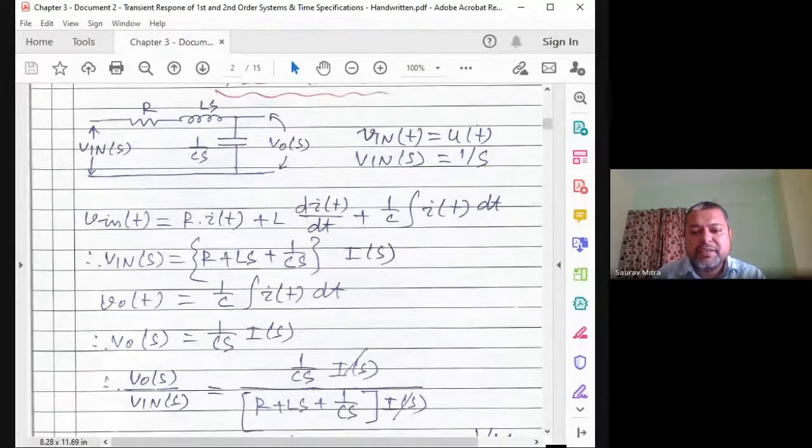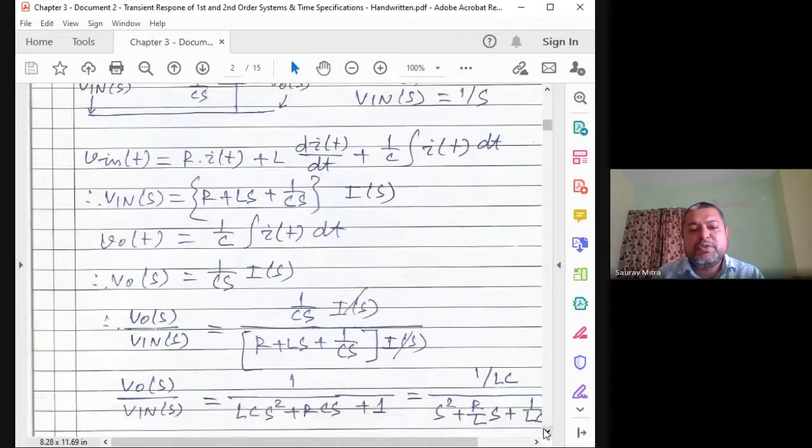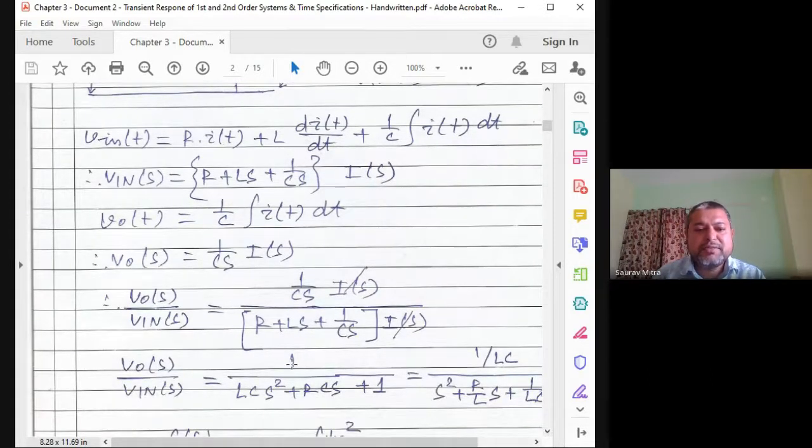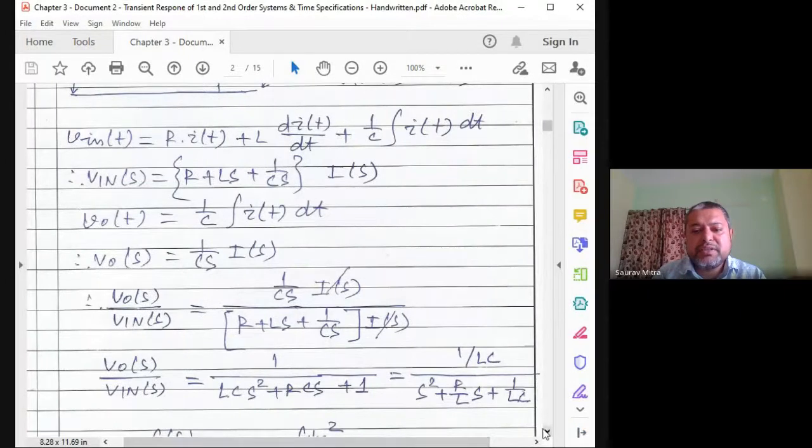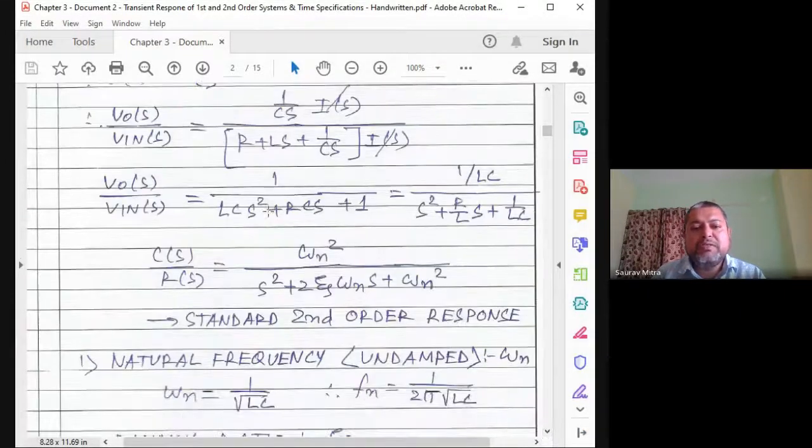If you rationalize it, that means first you have to do the cross multiplication. It will become like this: 1 by LCS square plus RCS plus 1. We find it's a second order system because there are two energy storing elements in this. Then I told you that whatever is the highest power of S is called the order of the system, and you have to make the coefficient of the highest power term equal to 1. Not the power, the coefficient.